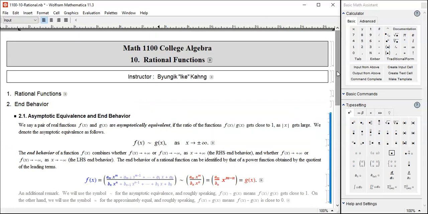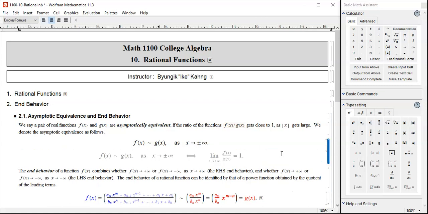Let's take care of some theoretical foundation first. We say a pair of real functions f and g are asymptotically equivalent if the ratio f of x over g of x gets pretty close to 1 as the absolute value of x gets really large. Now, if the ratio is equal to 1, then f and g are the same. If that's close to 1 but not exactly equal, then they're not exactly the same, but they're going to behave pretty much similarly. And that's what this asymptotic equivalence is all about.